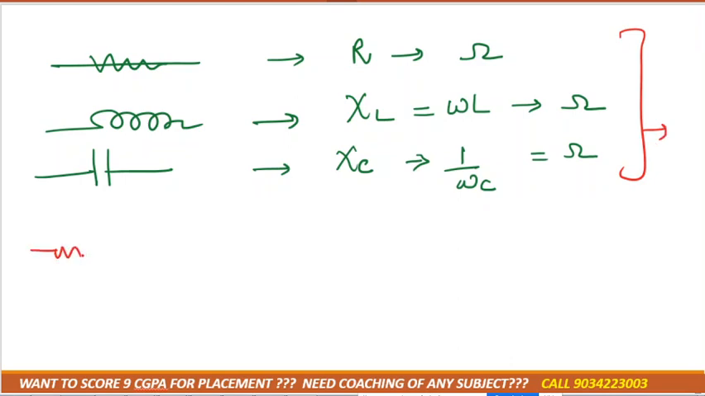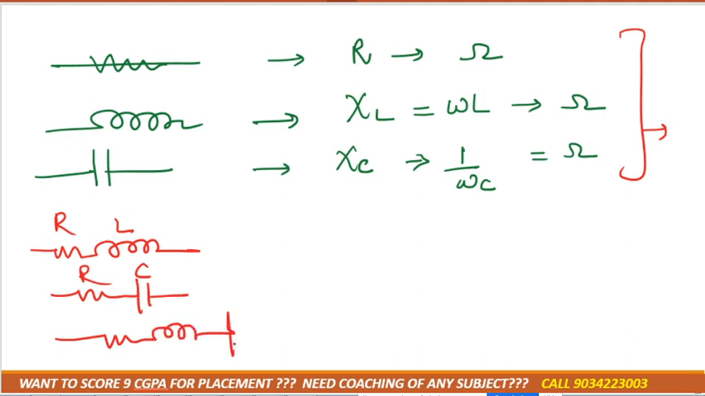But what if we have the combination of R and L, R and C, and R, L, C, right? We can have the combination of these three terms also. Then in that case, their resistance is denoted by the term impedance. Remember the impedance term you have studied in the 12th class also.